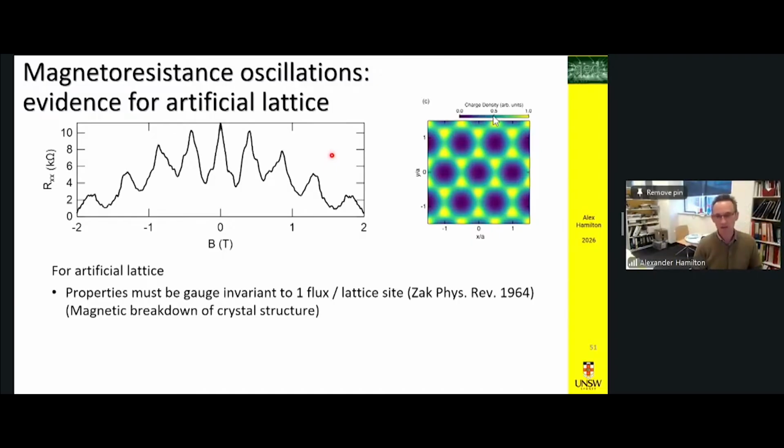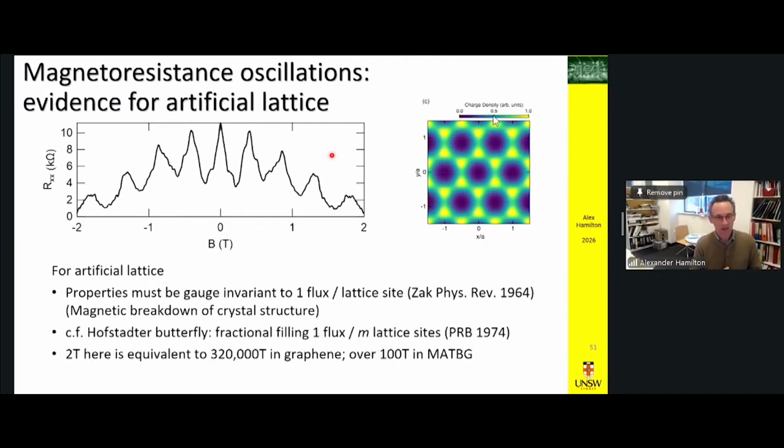This has been known since the 1960s. It's called Zak oscillations. It's magnetic breakdown of crystal structure. It's somewhat similar to the Hofstadter butterfly, but most measurements of the Hofstadter butterfly are at fractional filling. Here we're talking about integer filling. So instead of putting one flux per 5 lattice sites or one flux per 7 lattice sites, we're talking about putting 1 or 2 or 3 fluxes per lattice site.